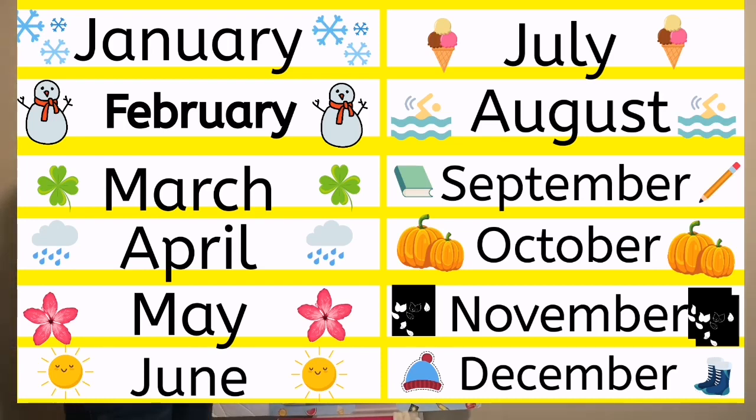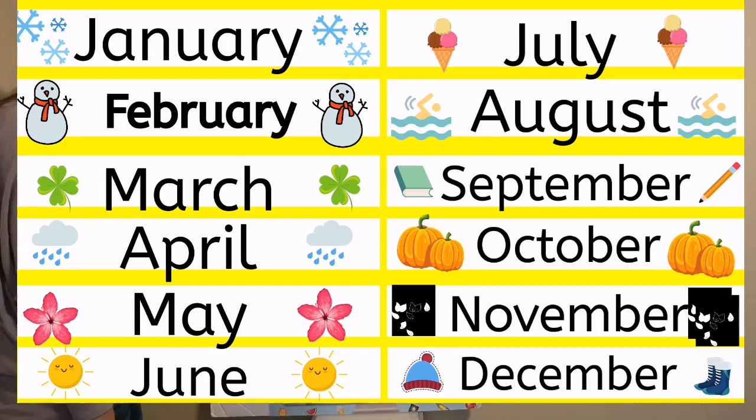January, February, March, April, May, June, July, and August, September, October, November, December. These are the months of the year. These are the 12 months of the year.